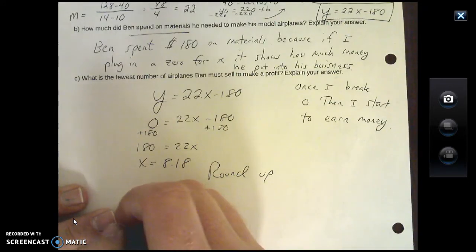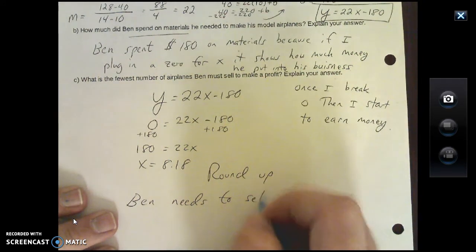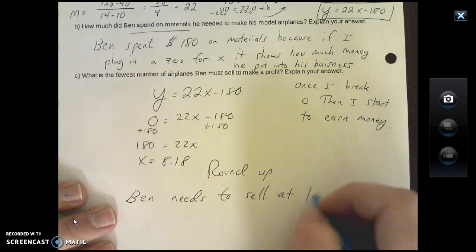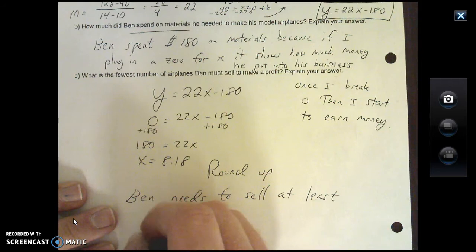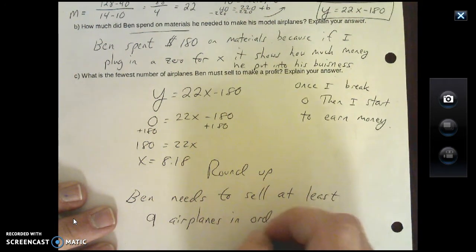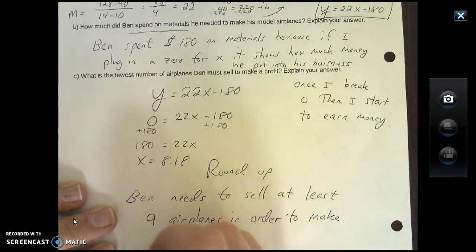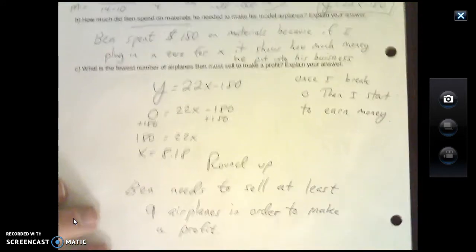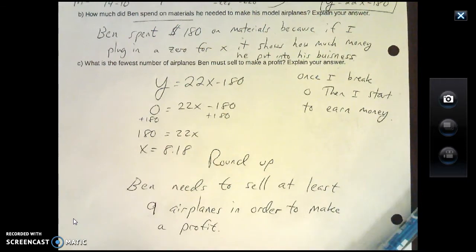So, Ben needs to sell at least 9 airplanes in order to make a profit. Okay? Very nice. So some kind of example there. That's perfect. All right? Good.